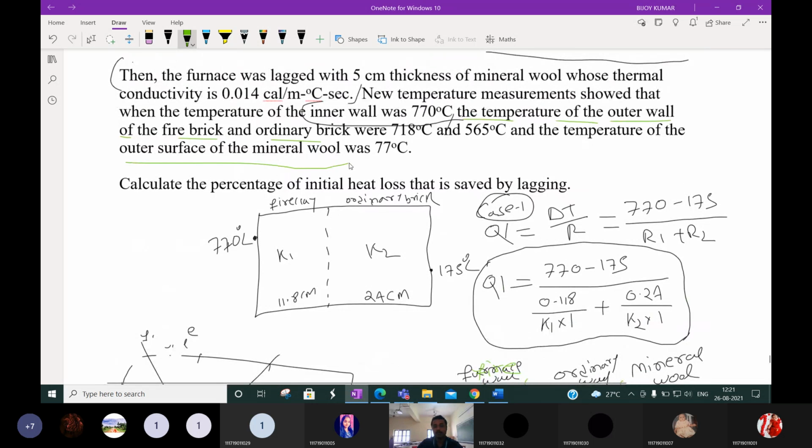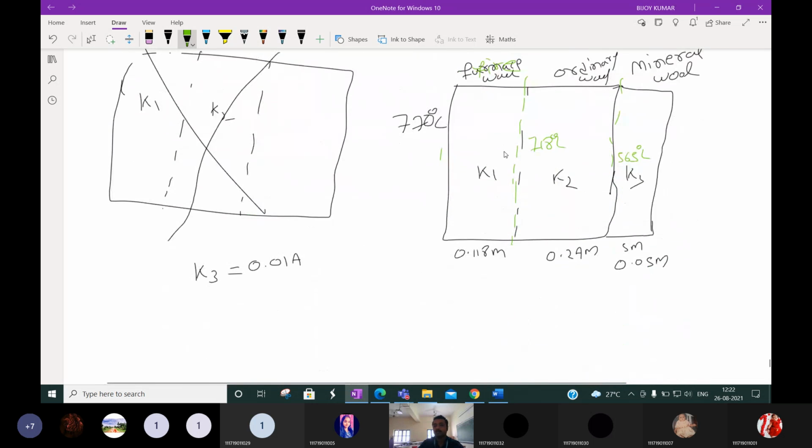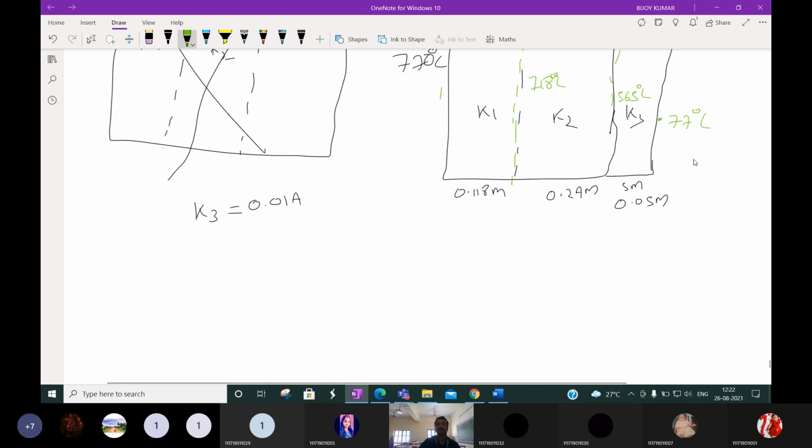The outer surface of the mineral wool is 77 degrees centigrade. Okay. So what will be the Q value here? The new Q value, or you can call it Q2 value. Can anyone say? It will be delta T by R1 plus R2 plus R3, because now three walls are connected in series.